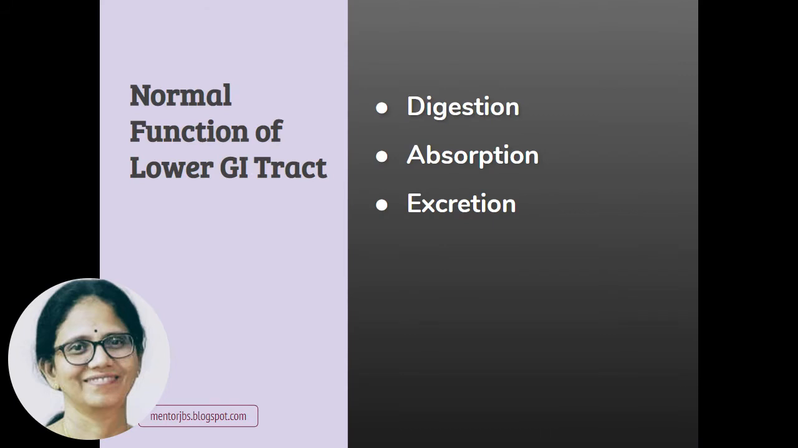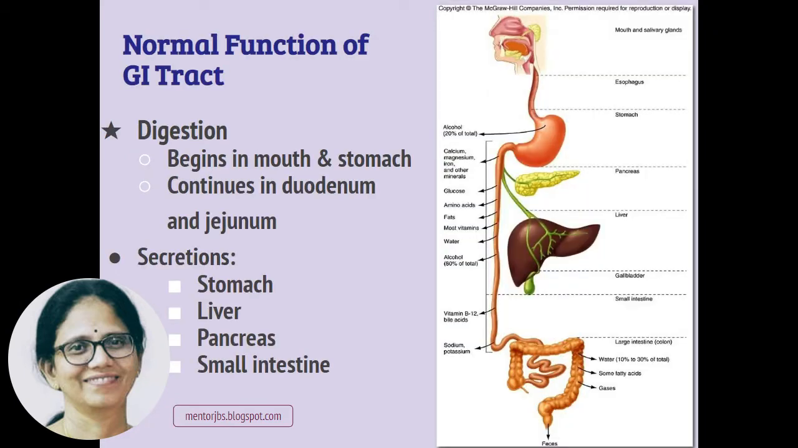Firstly, let's look into the normal functions of the lower gastrointestinal tract. The lower gastrointestinal tract helps in digestion, absorption, and excretion. Digestion, though, begins in the mouth and continues in the stomach and also in the small intestine, which is the upper gastrointestinal tract. They are called the duodenum and jejunum.